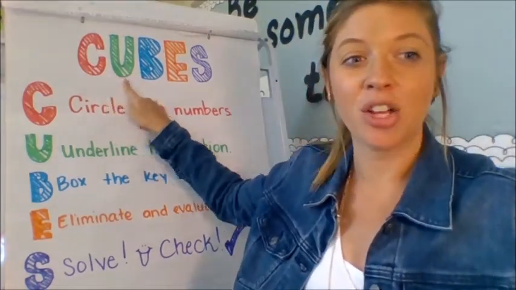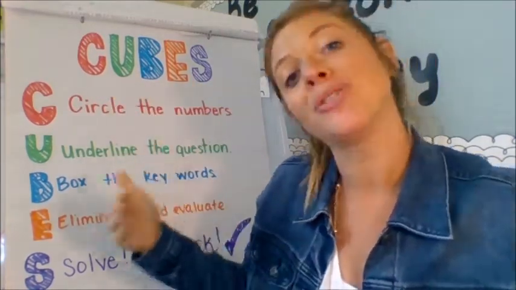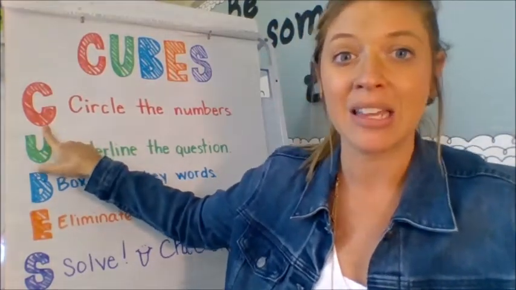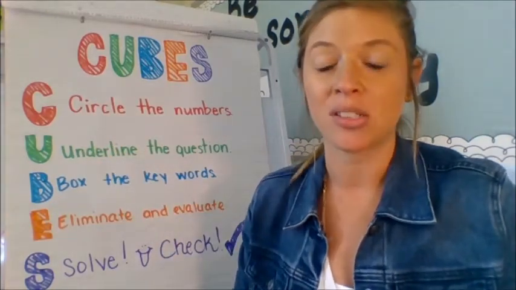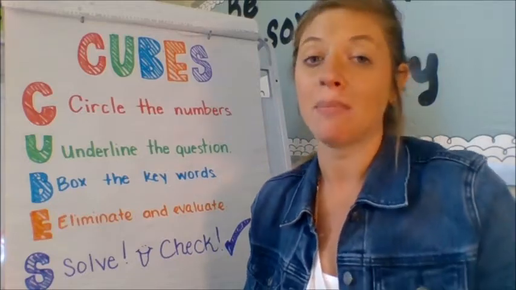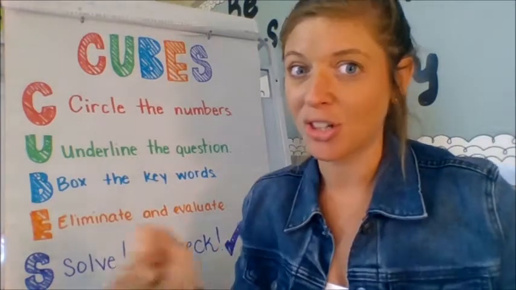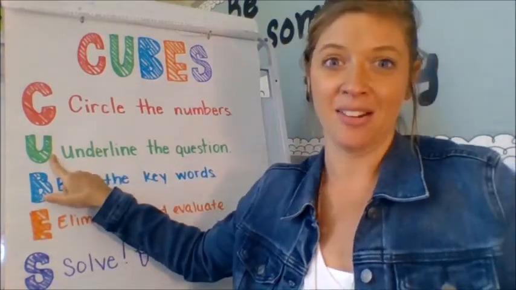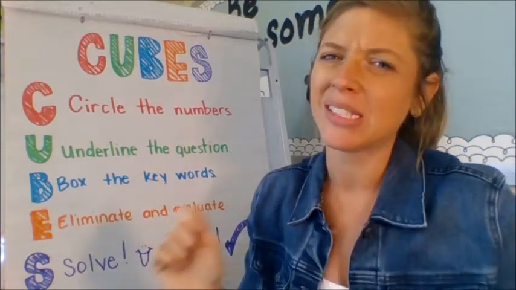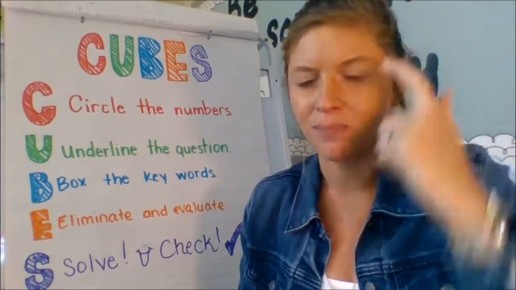We have here CUBES, and these stand for a step you take when solving a word problem. So we look at the C. C is circle the numbers. When you see a word problem, there usually is a number. It might be in standard form. It might be in word form, but you make sure you circle it. Then you go to the U. Underline the question. It's always important to underline the question so that you know what they're asking.